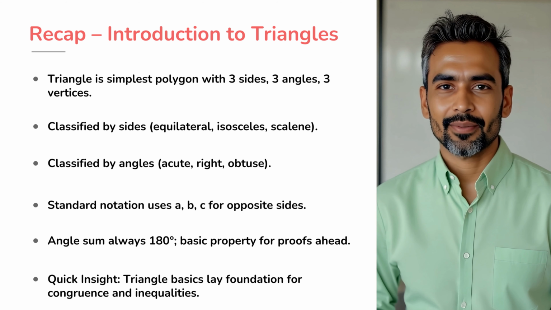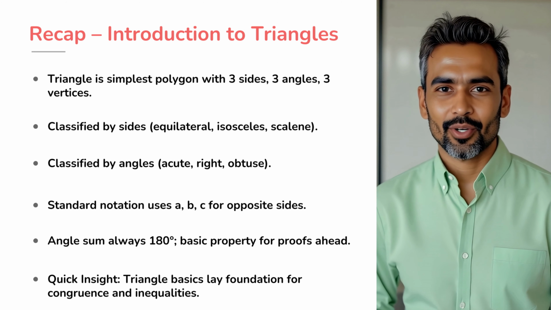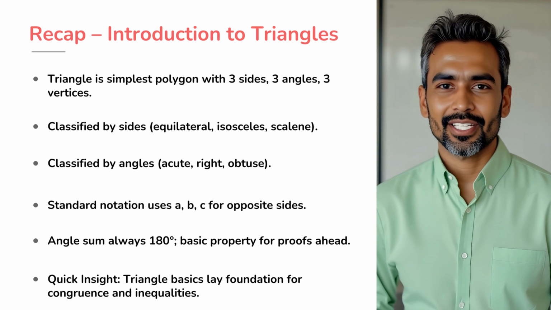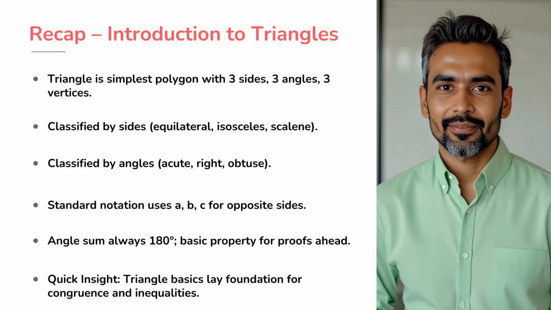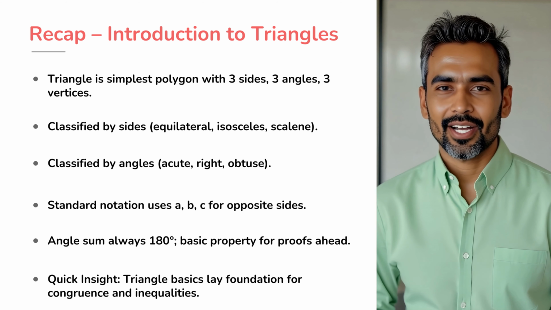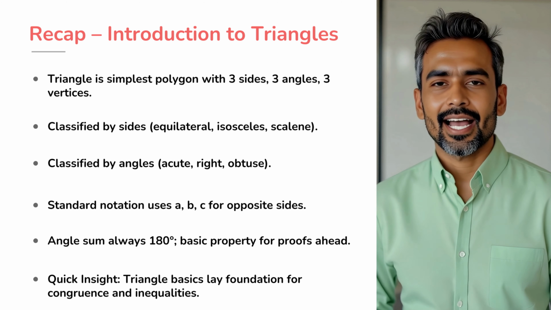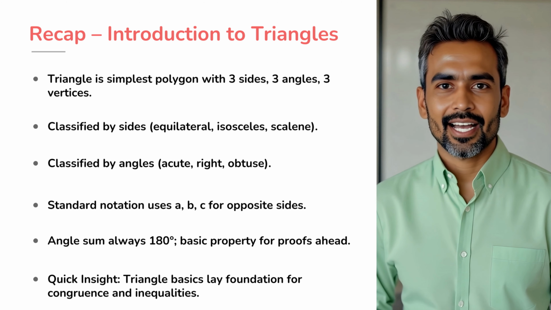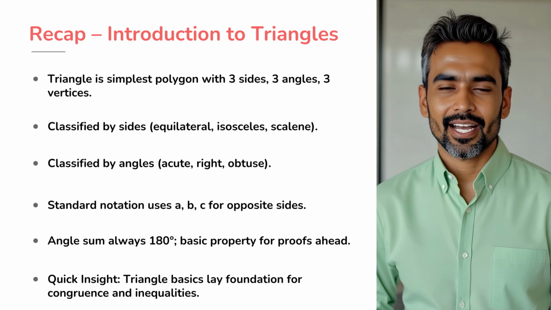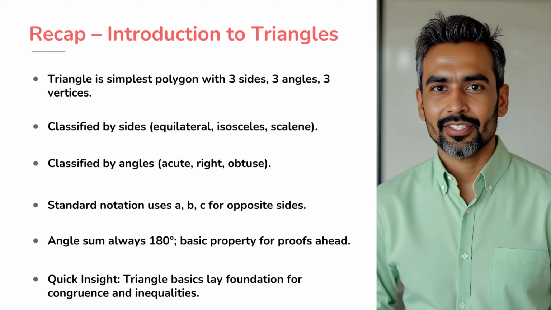So let's wrap up everything we learned today. A triangle is the simplest polygon with 3 sides, 3 angles, and 3 vertices. We can classify triangles by their sides, equilateral, isosceles, and scalene. Or we can classify them by their angles, acute, right, and obtuse.